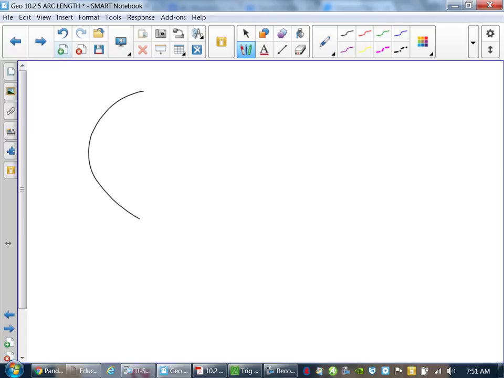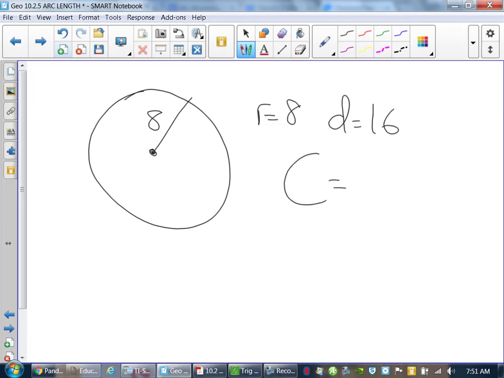If I have a circle with a radius of 8, let's do this first. If I have a radius of 8, what's my diameter? 16. Good. My radius is 8. My diameter is 16. What's the circumference? What was the formula for circumference 2 seconds ago? Pi times my diameter. So what's double your radius? So your answer is 16 pi.